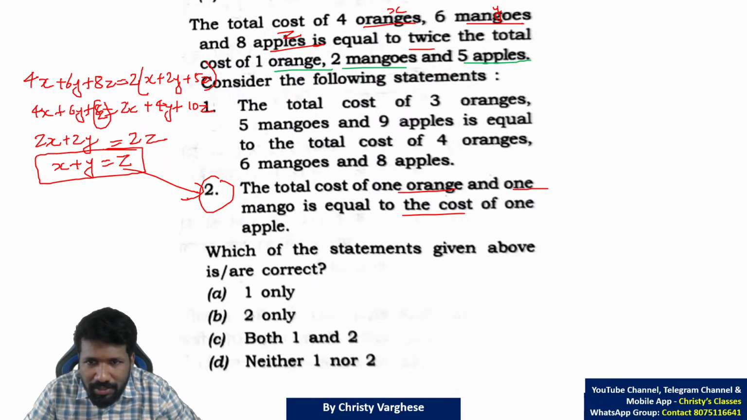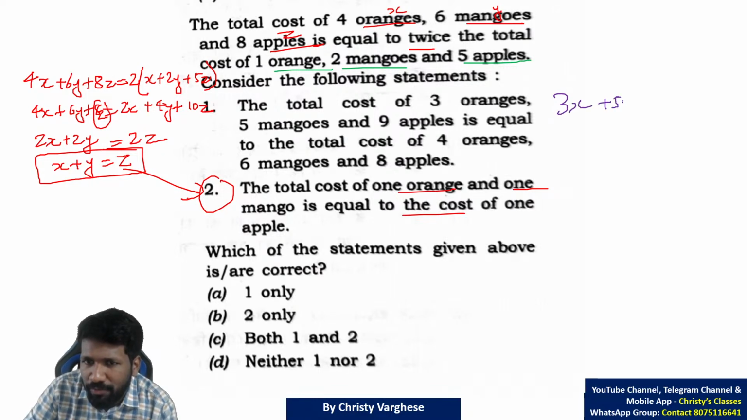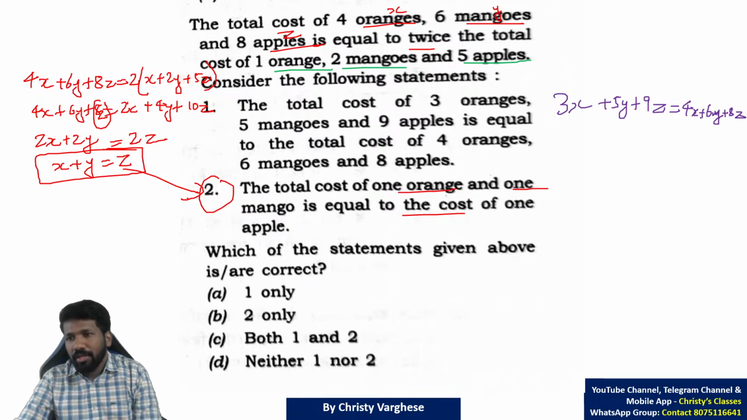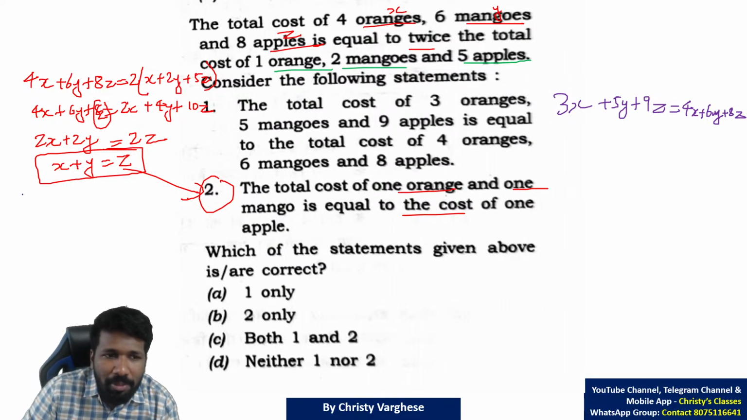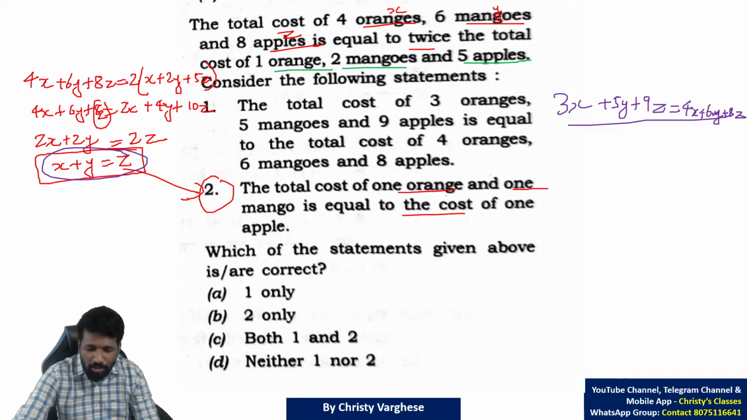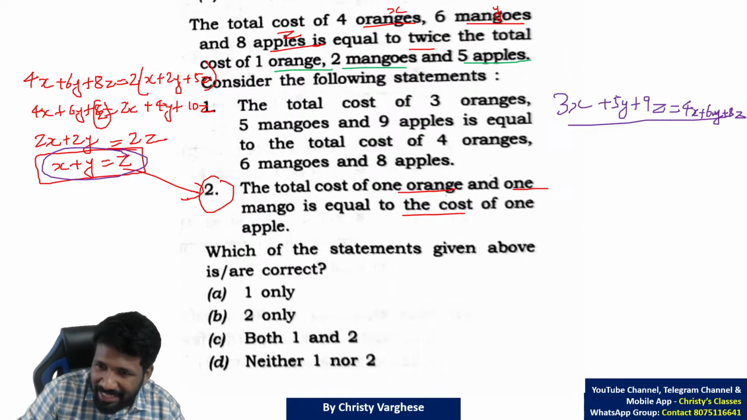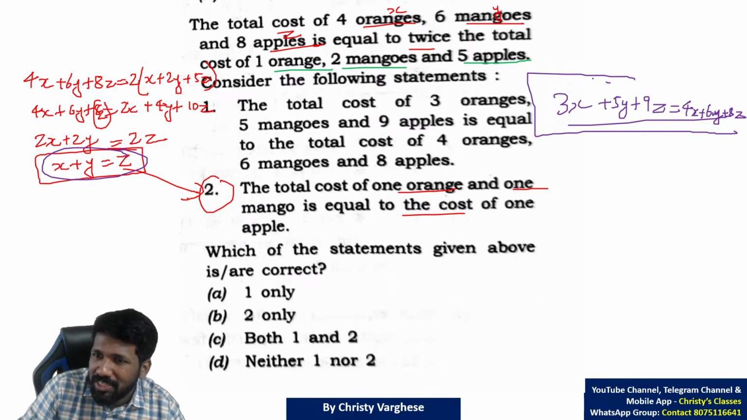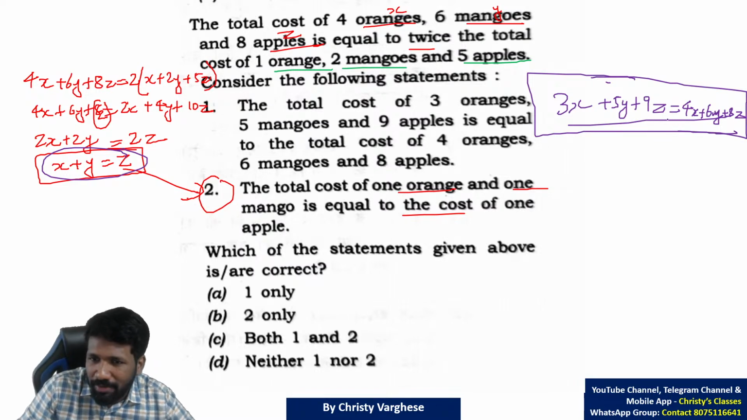Second statement is correct. First statement: total cost of 3 oranges, that is 3x, 5 mangoes, that is 5y, and 9 apples, that is 9z, is equal to total cost of 4 oranges, 4x, 6 mangoes and 8 apples, that is 6y and 8z. Now, some of you may be thinking that this is just one equation and 3 unknowns. Here also 3 unknowns. How will you solve it? But first, what is to be solved? First we will simplify that. This is what we need to cross check.